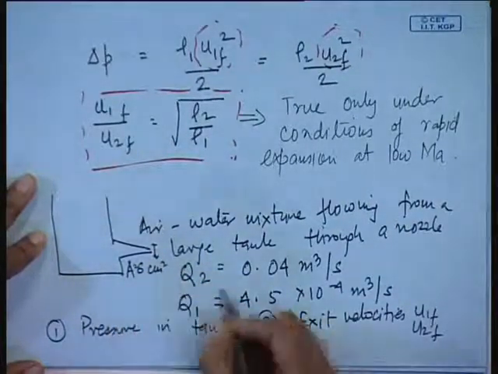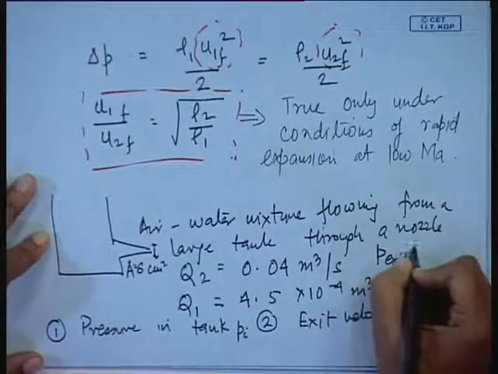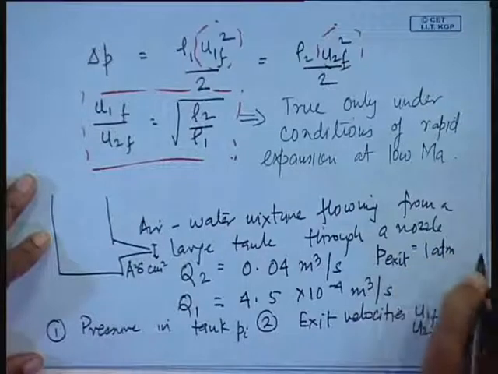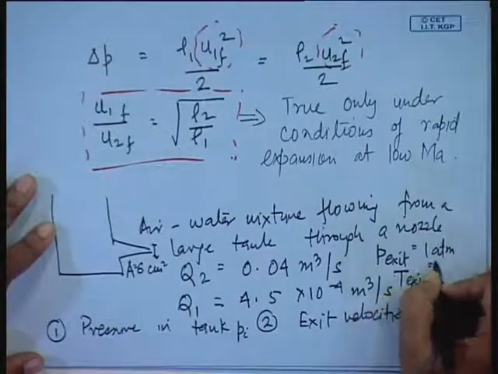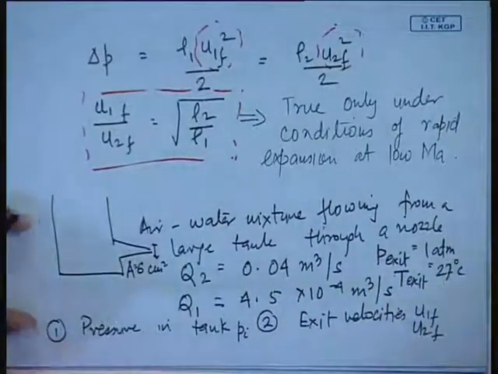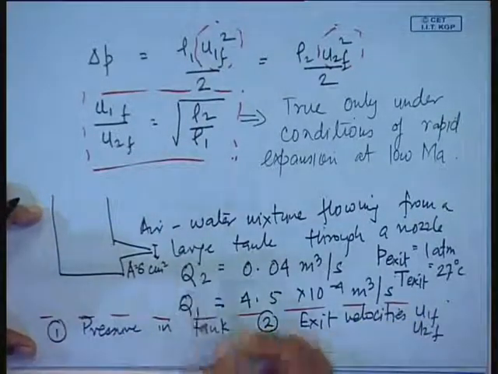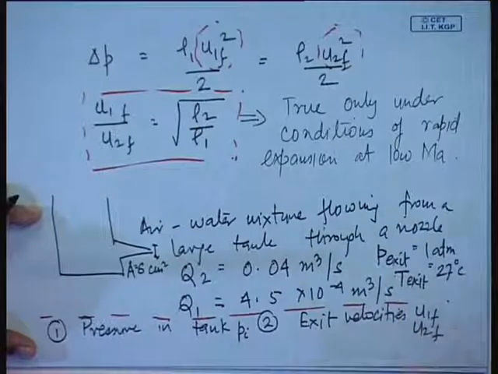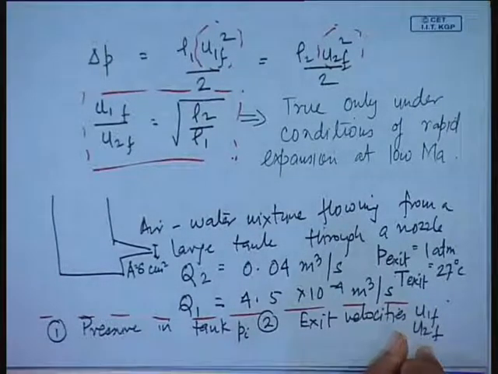So P exit equals 1 atmospheric pressure, and the temperature more or less remains constant at 27°C. So these are the data which have been provided to you. Q 2 is provided, Q 1 is provided, and it discharges at atmospheric pressure at a temperature of 27°C.